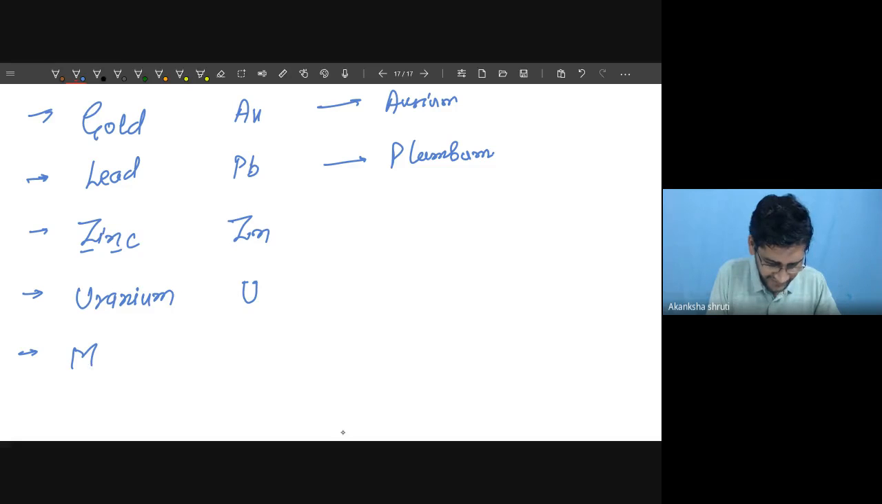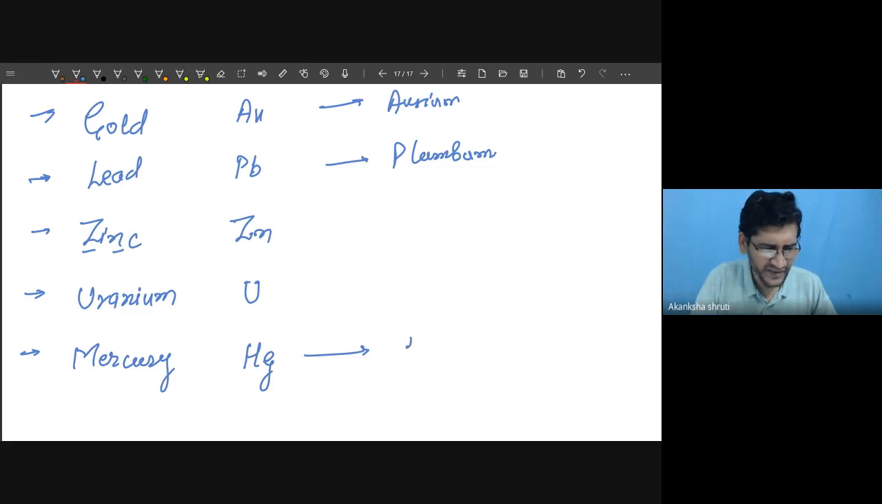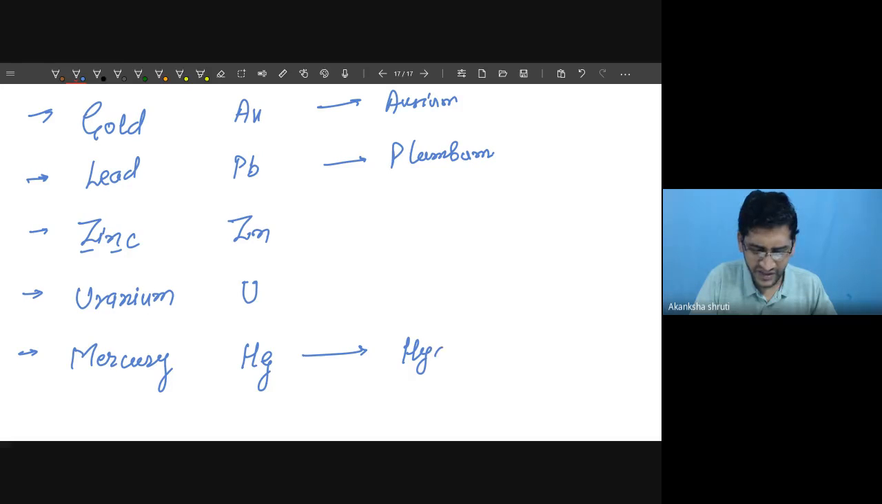Mercury, denoted by Hg. This Hg is based on their Latin name, hydrargyrum.